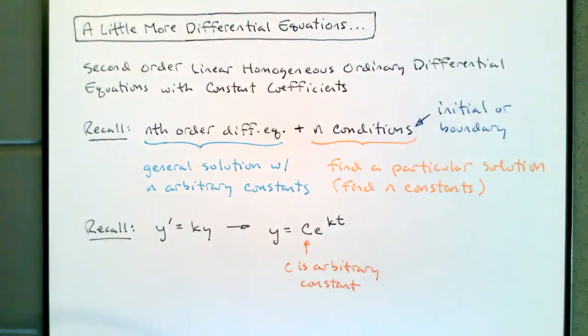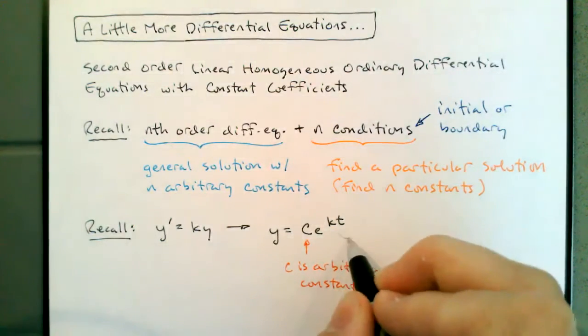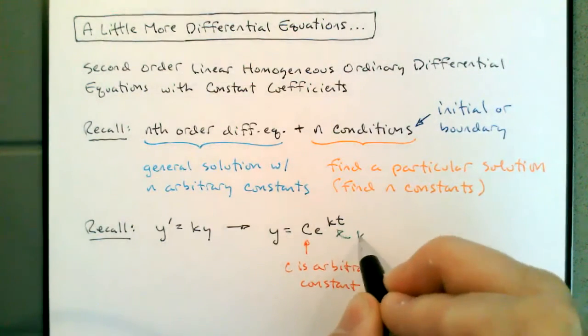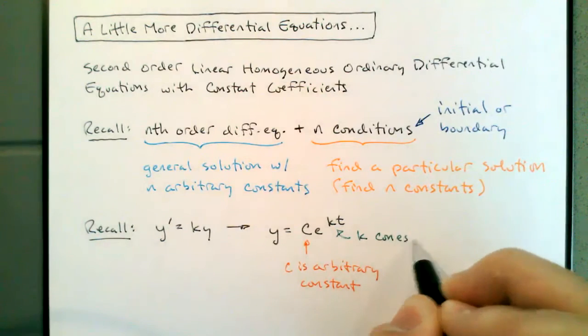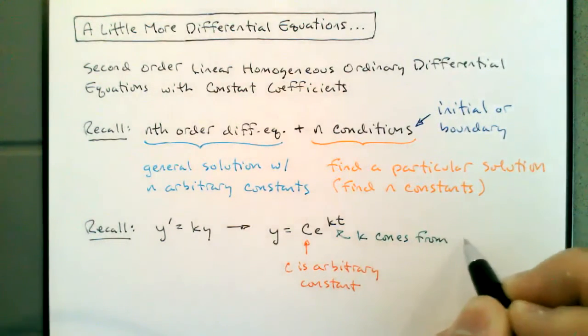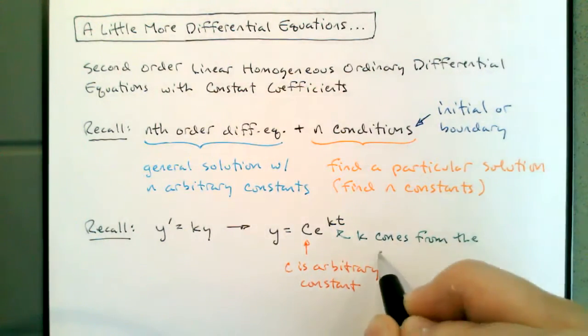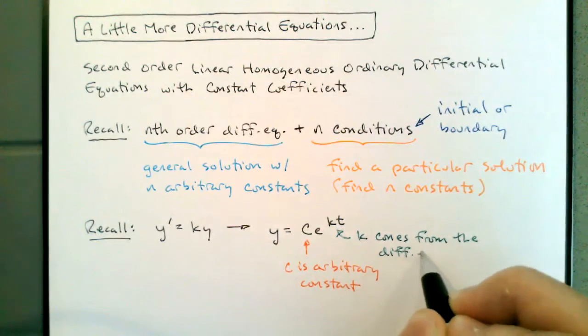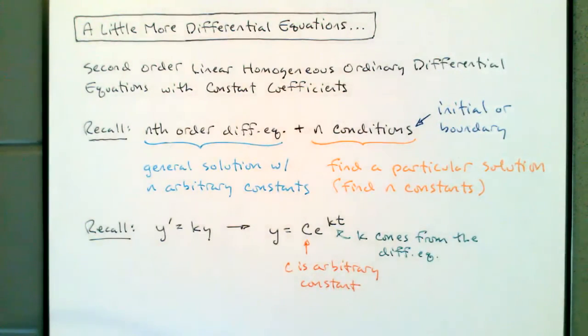C is the arbitrary constant. K is determined by the equation. So the k comes from the differential equation. C is the arbitrary constant. So here's our general solution. If I have a piece of information like y of 0 is equal to 5, then we're able to solve for the arbitrary constant.